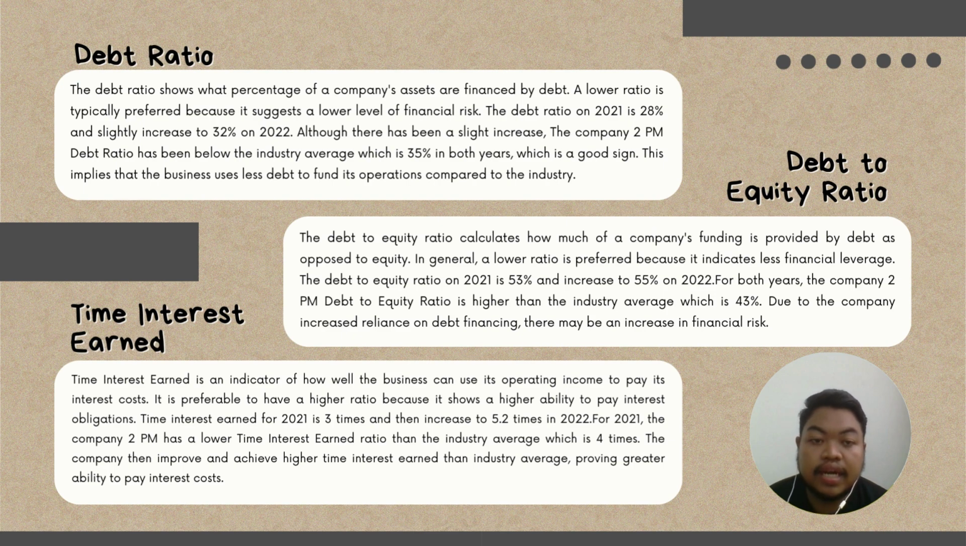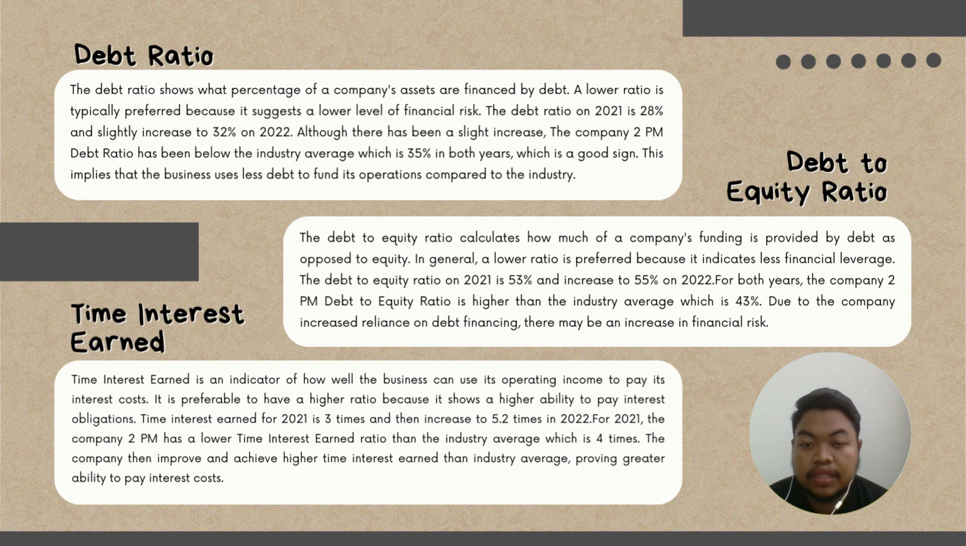The next one is debt to equity ratio. The debt to equity ratio calculates how much of a company's funding is provided by debt as opposed to equity. In general, a lower ratio is preferred because it indicates less financial leverage.